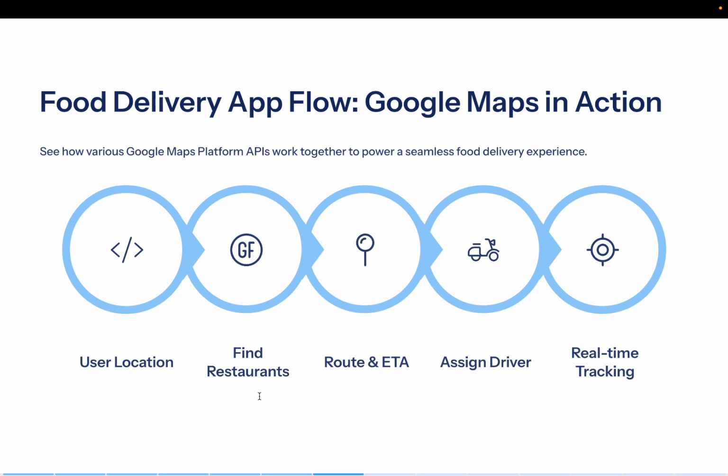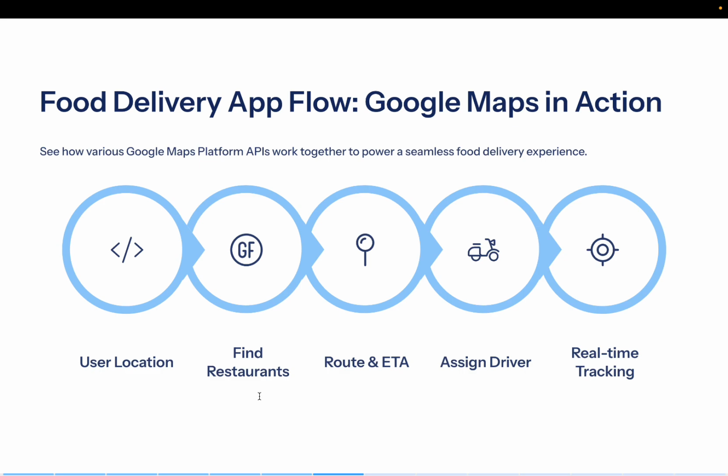Next one is find restaurants. With the Google Map Places API, the app can search for the nearby restaurants and show them on the map. The next one is route and estimate. Google Maps Direction API allows the app to calculate the best route from the restaurants to the user location and estimate the travel time so user can know when their order will arrive.